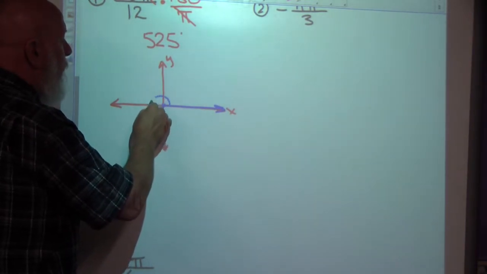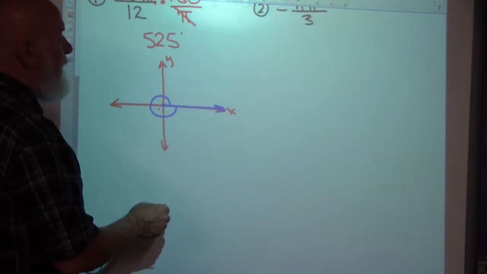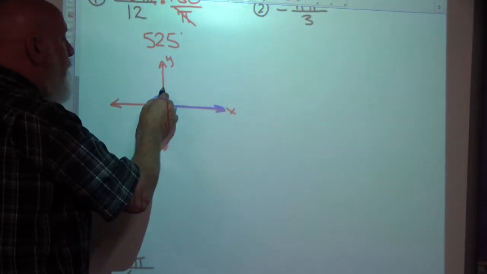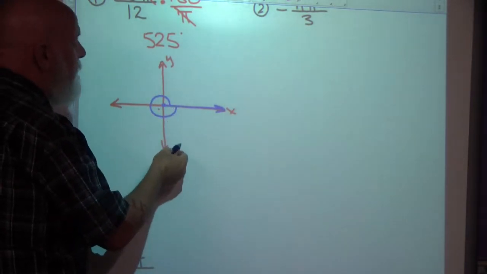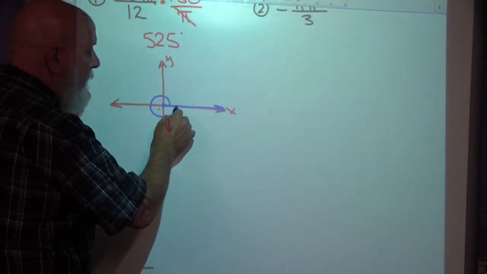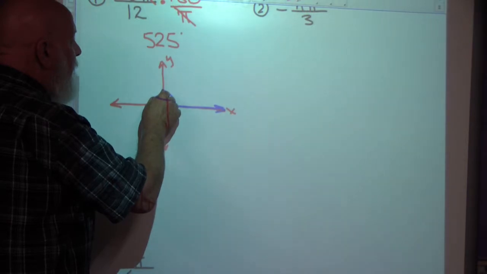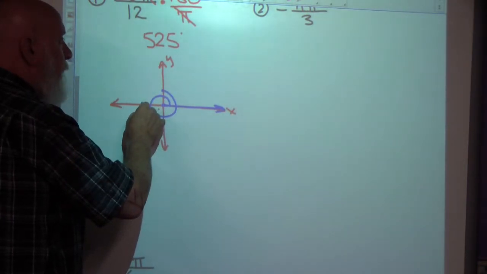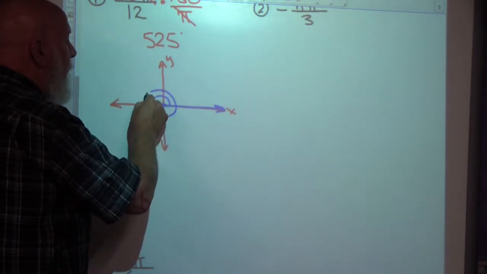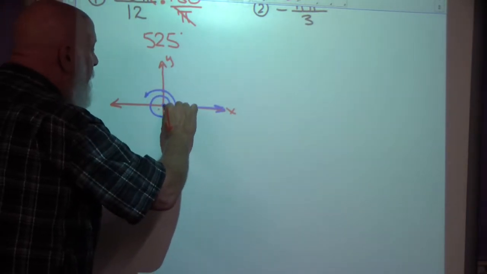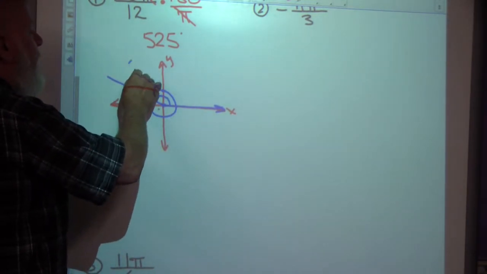Well, I know if I go all the way around once, that's 360. And every time I go to another axis, that's another 90 degrees. So I'm just going to start counting. 360 plus 90 is 450. If I go another 90, I'll be at 540. So I'm not going to go all the way. I can see that I'll be in quadrant 2.